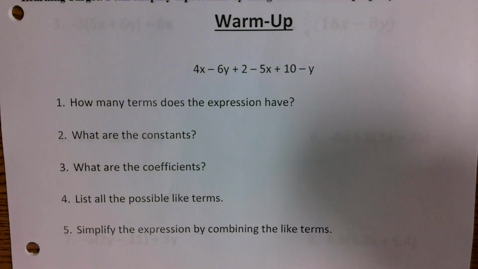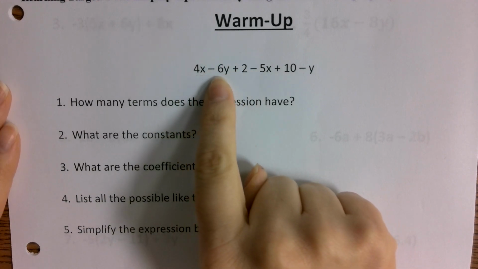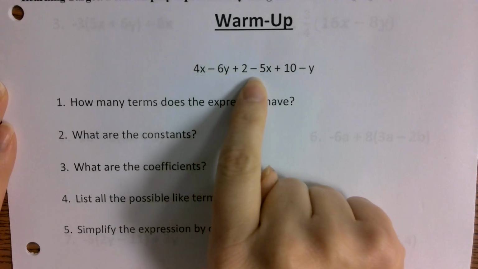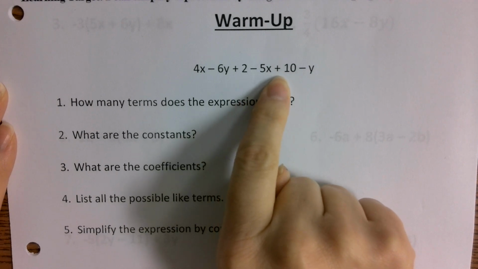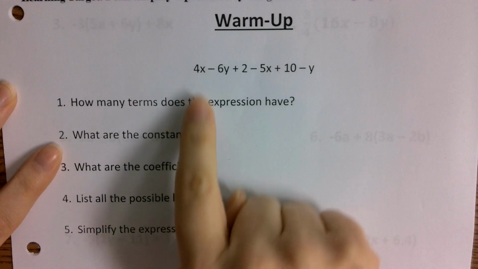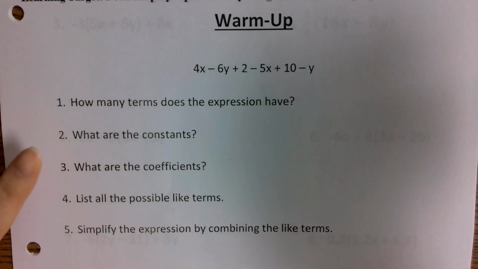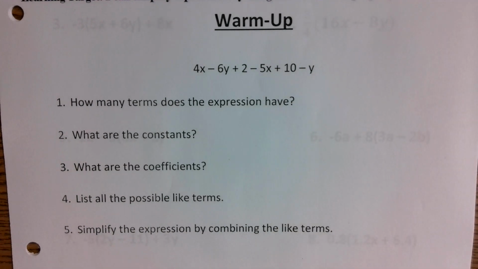Okay, let's go ahead and get started on this. So we have this expression here. We've got 4x minus 6y plus 2 minus 5x plus 10 minus the y. So the first question that I have is based off of what I've gotten written here. How many terms is being showcased in this expression?